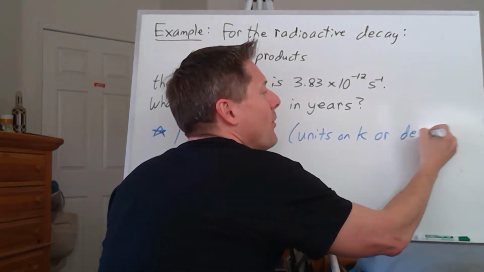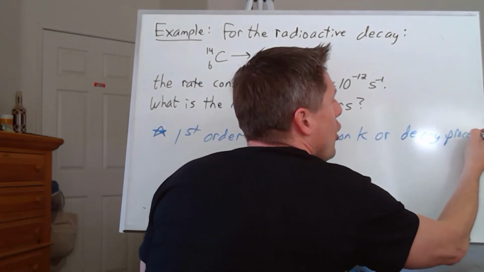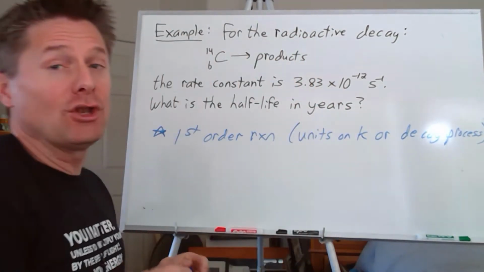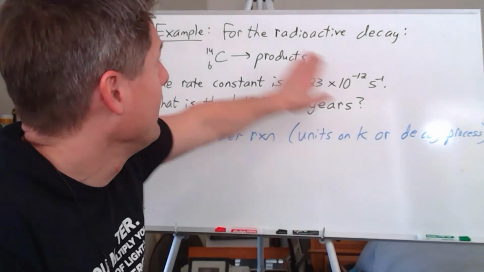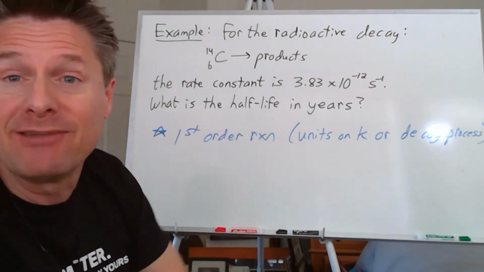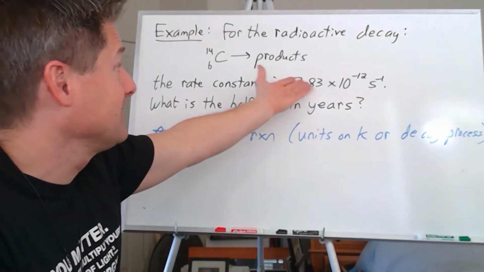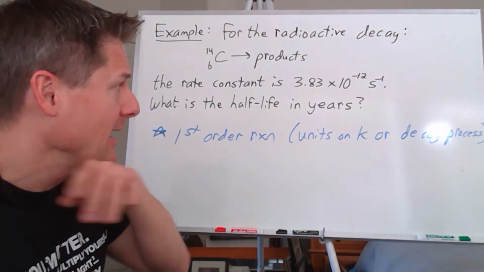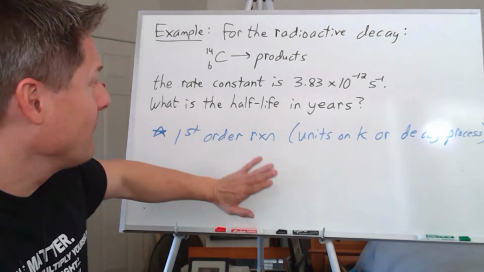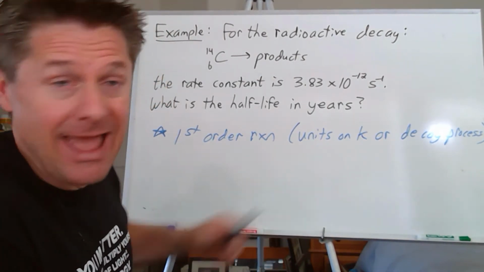or decay process. Decay process is squishy, so you can look at it either way. Best to go from the units on K, that's definitive. We're just assuming if it's radioactive decay or decomposition, it's going to be first order. But if you don't have enough information, you might have to make an assumption. Hopefully we don't, because we don't like making them if we don't have to.